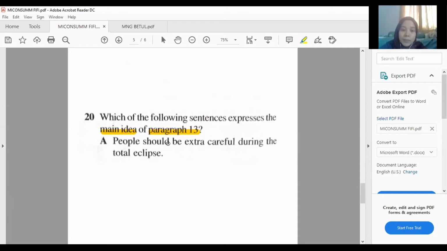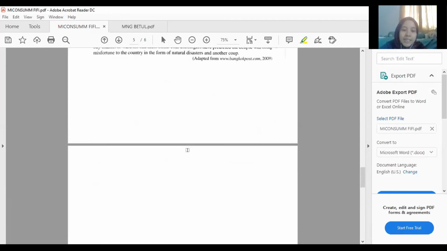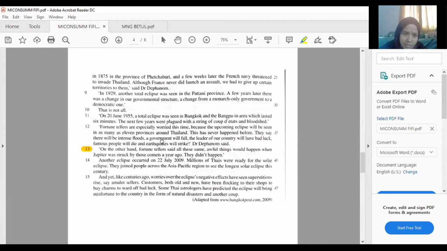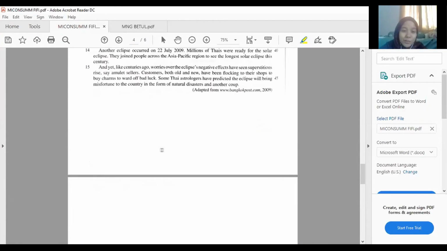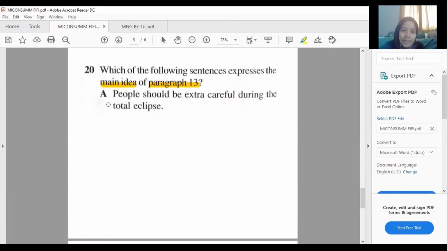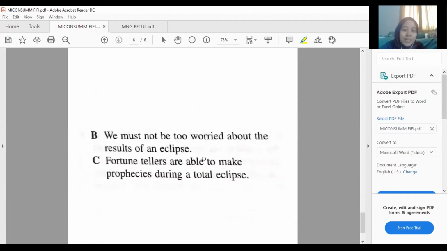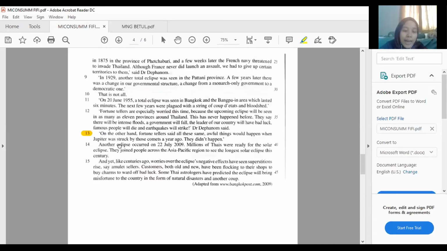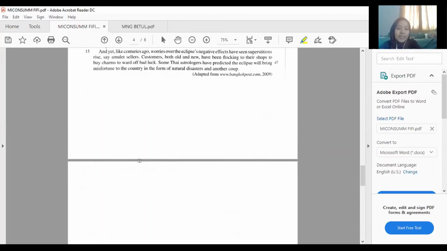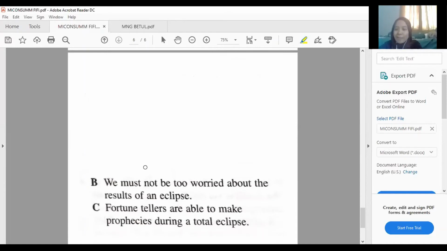It is not stated in paragraph 13, and it is not stated in paragraph 12 either. So I'll be eliminating this one. So B, we must not be too worried about the results of an eclipse. As we can see here, fortune tellers say all these same awful things would happen when Jupiter was struck by those comets a year ago. They didn't happen. So it is trying to tell us that we shouldn't be worried because it didn't happen. Fortune tellers have been telling us about that, but it didn't happen. So we must not be worried about the result of an eclipse. This might be the answer, B.